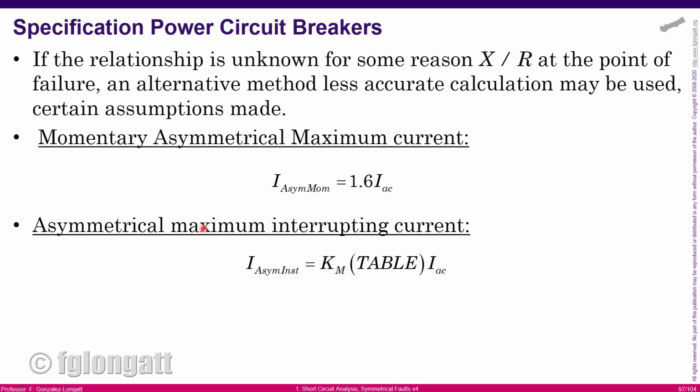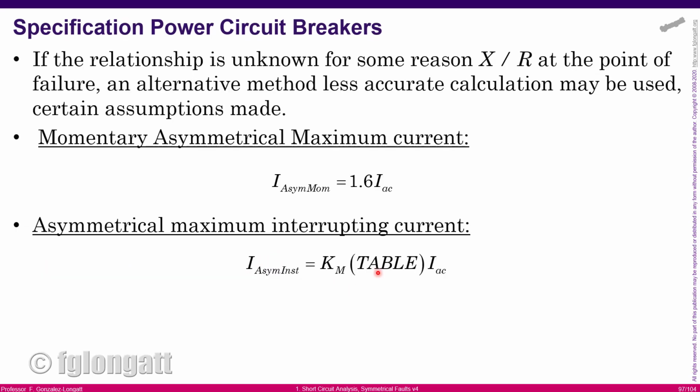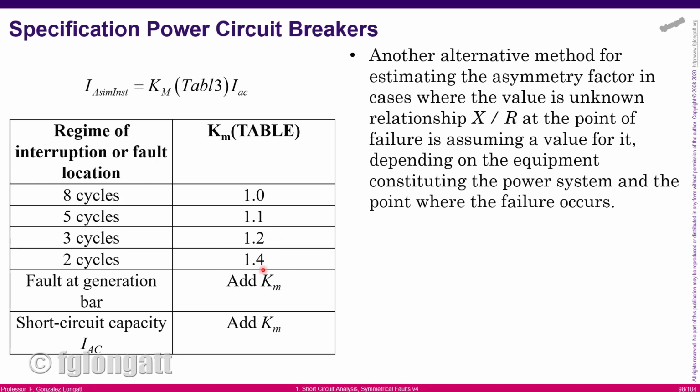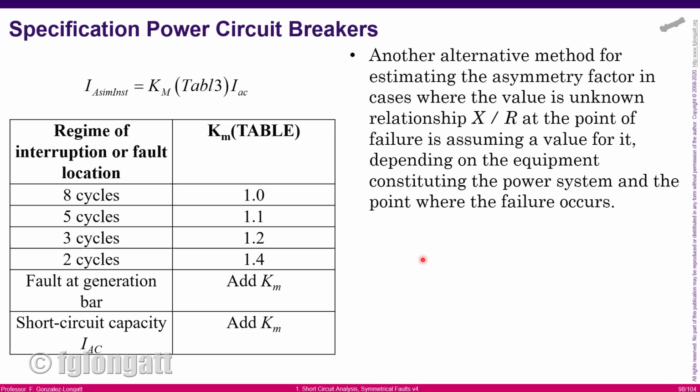And for the interrupting current, what you need to do is use the Thevenin current multiplied by a factor coming from the table. And here you can see the table. The table is, for instance, for 2 cycles, you can use 1.2. And if your circuit breaker is 2 cycles, that means that the maximum asymmetrical interrupting current will be 1.4 times the Thevenin current. This table is quite helpful.